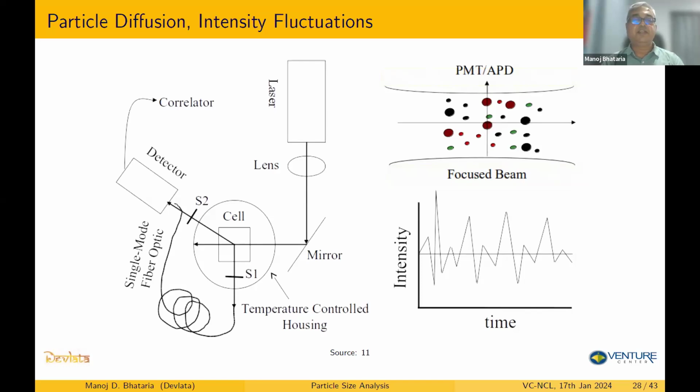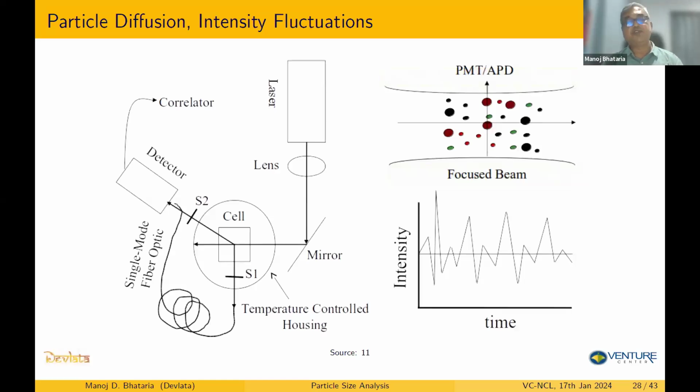And they could be at multiple angles. In this case, the instrument that we have shown on the left side has two different angles. One is at slit S1, that is the 90-degree angle. And we have the slit S2, so that is a low angle, so 15 degree or 12 degree.